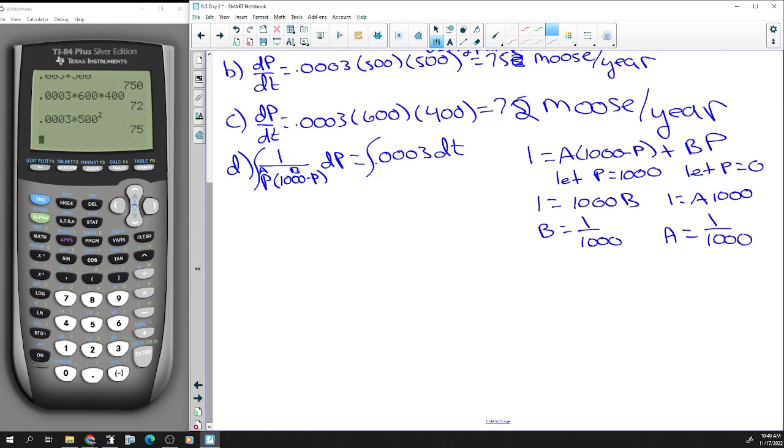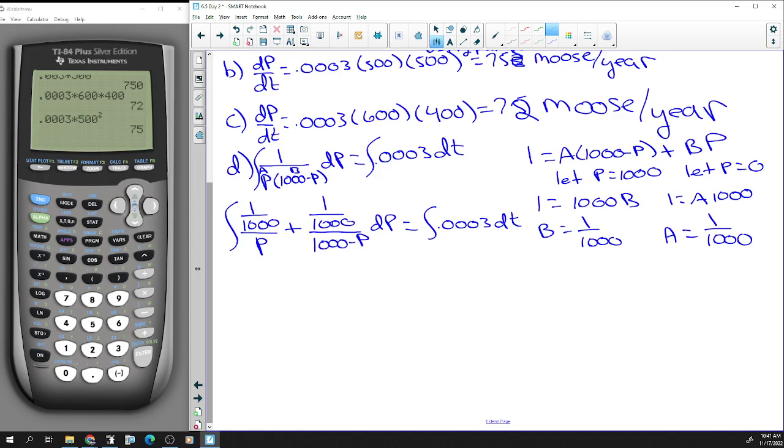So there's the partial fraction part. And that's the only way we can do the antiderivative of the left side, is with partial fractions. So this left side becomes 1 over 1,000 over P plus 1 over 1,000 over 1,000 minus P dP. Let's not integrate this yet. We could, but I don't want to.